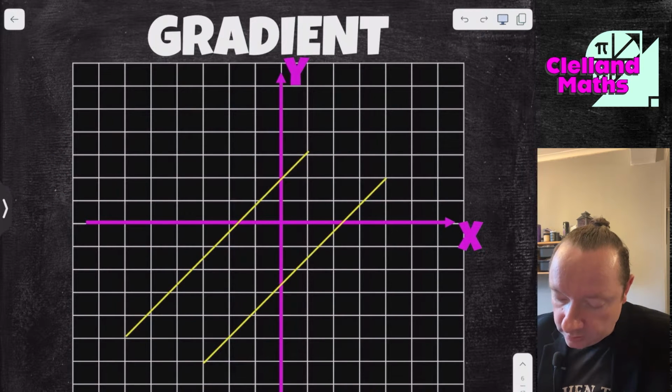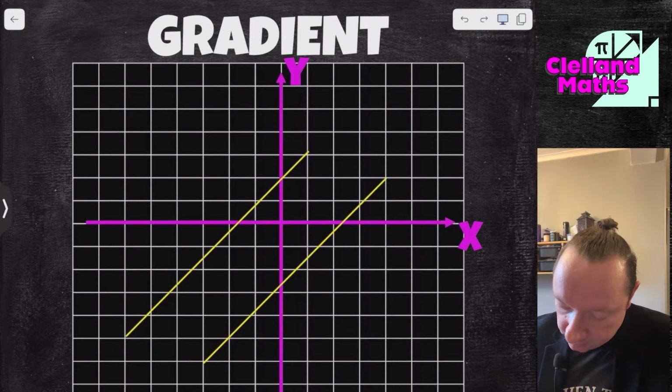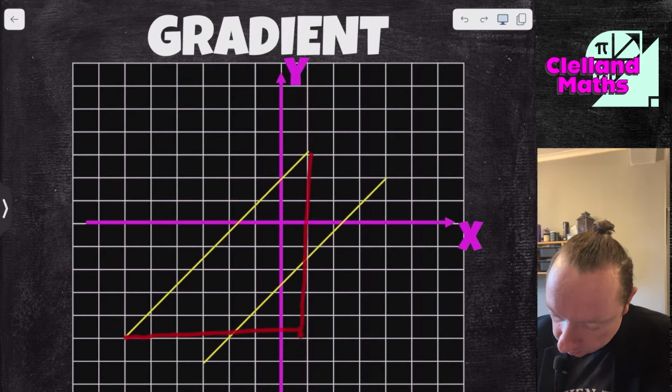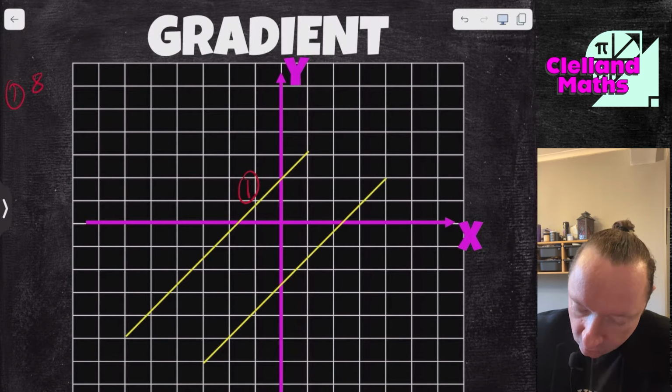The last thing I'm going to look at on this diagram is what type of lines these are. These are called parallel lines. The good thing about parallel lines is the gradient's exactly the same. If I work out the gradient of this one by going this way, I would have 1, 2, 3, 4, 5, 6, 7 along and 1, 2, 3, 4, 5, 6, 7, 8 up. The gradient of, let's call this line 1, is 8/7.